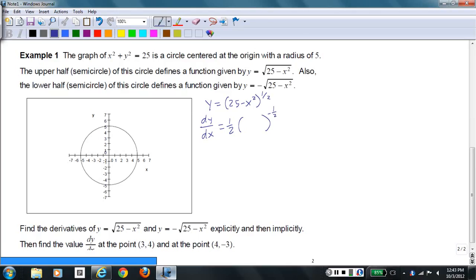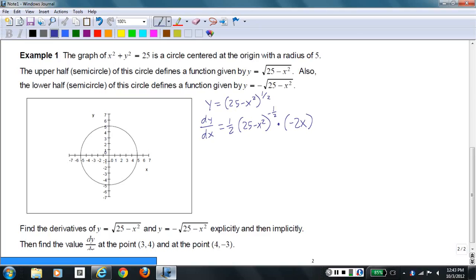Now, according to the chain rule, the expression u could be substituted. We could let u equal 25 minus x squared. That's what would go inside the parentheses. But then we have to multiply by the derivative of that expression. So then we multiply by negative 2x. The derivative of 25 minus x squared is negative 2x. The chain rule says multiply by the derivative of what's inside the parentheses. So we multiply by that.